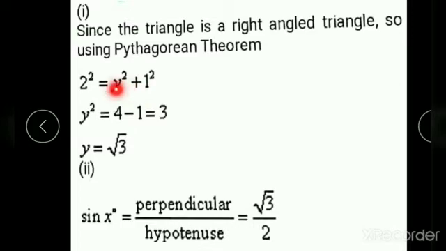So you want to know what is y, right? So you can keep this y square one side, so you can send this 1 to the other side. So 2 2s are 4 minus 1 square is nothing but 1. So 4 minus 1 gives you 3. So when you want to find out only y, you send this square to the other side, that is square root of 3 you get. So what is the value of y? It is square root of 3. Okay, and the next one you have to find out is sin x naught. So you know the formula to find sine, that is perpendicular divided by hypotenuse. Perpendicular is nothing but root 3 divided by hypotenuse 2.